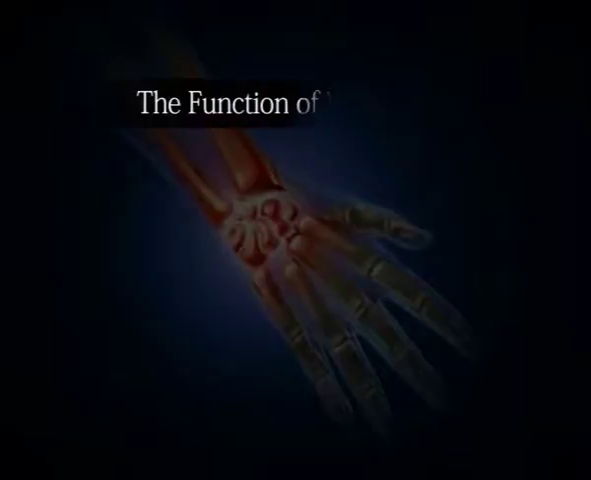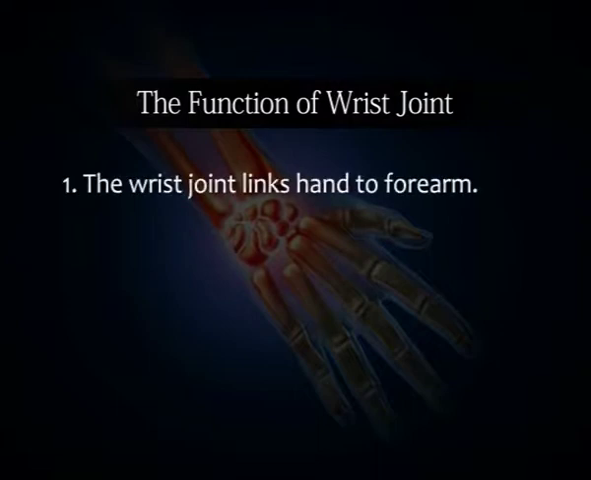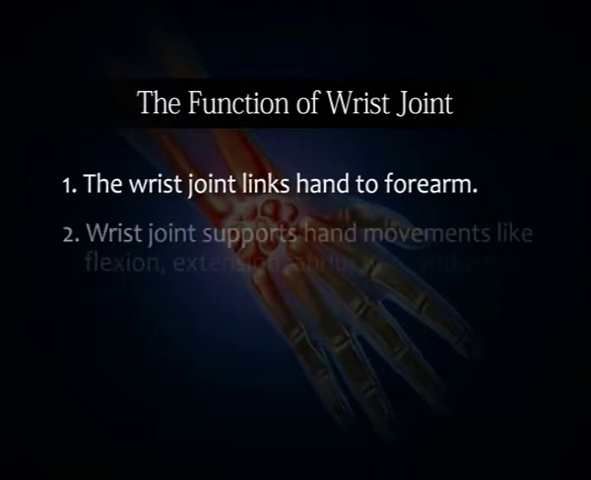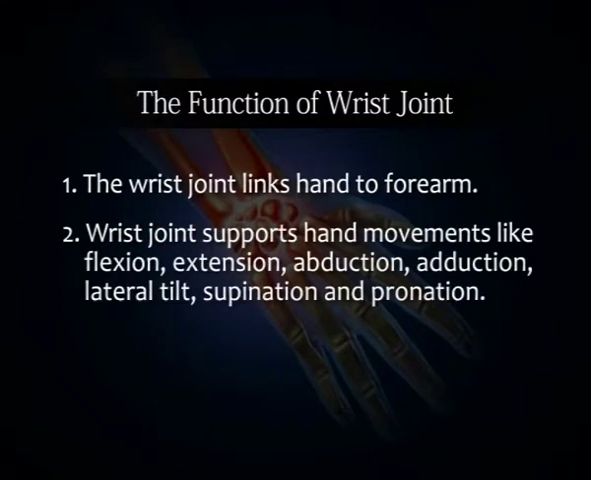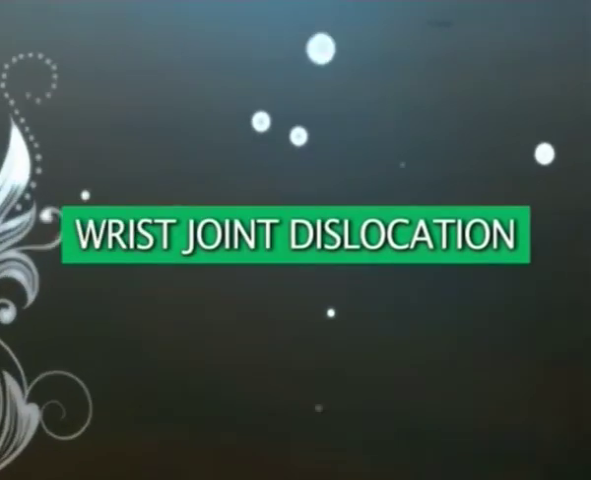Now we have the function of the wrist joint. The functions of the wrist joint are as follows. Number 1, the wrist joint links the hand to the forearm. Number 2, the wrist joint supports hand movements like flexion, extension, abduction, adduction, lateral tilt, supination, and pronation. Number 3, the wrist joint protects tendons and nerves. Now we have wrist joint dislocation.